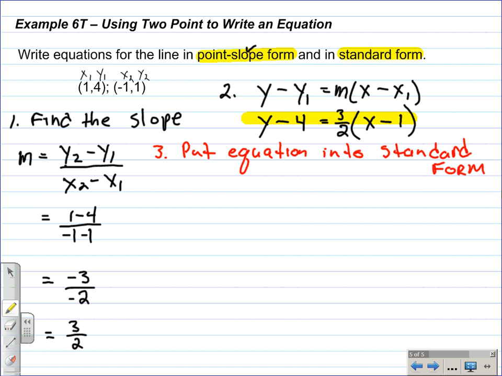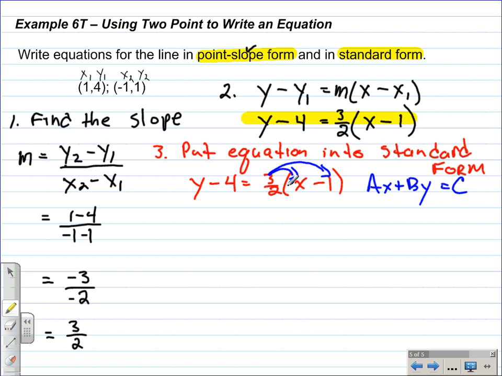I'm going to take the equation that we just found, y minus 4 is equal to 3/2 times the quantity x minus 1, and I'm going to put that in standard form. Now remember, standard form is ax plus by is equal to c. So I need to make this equation look like this equation. So I've got to use some tools from algebra. First, we're going to distribute this 3 halves.